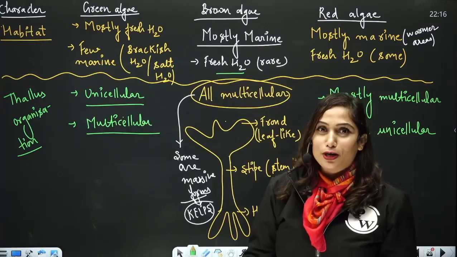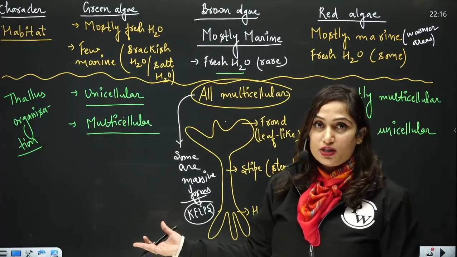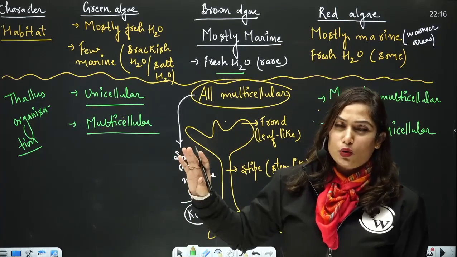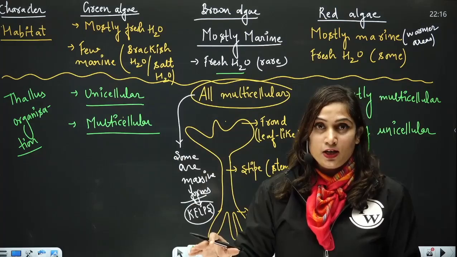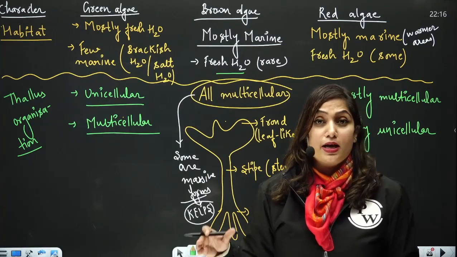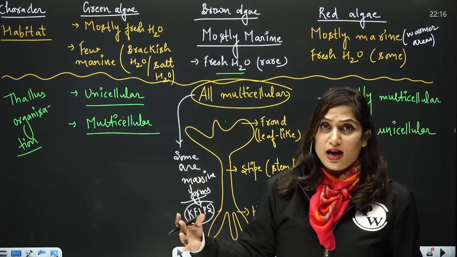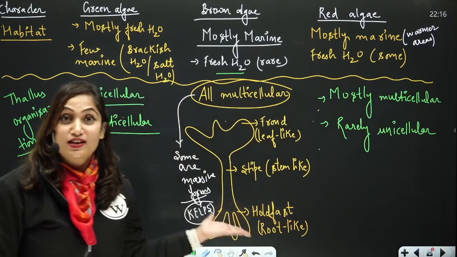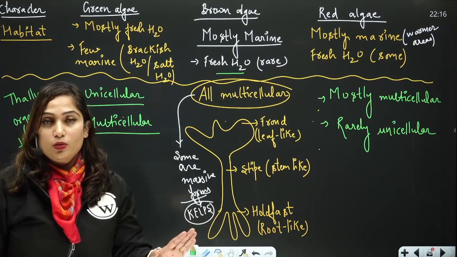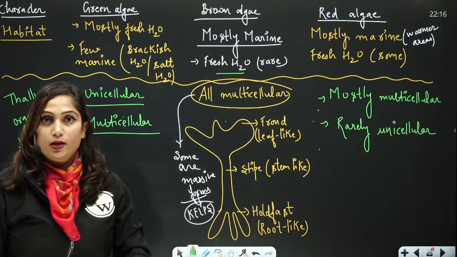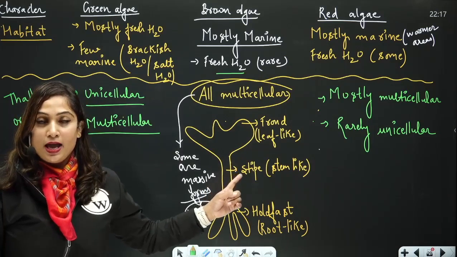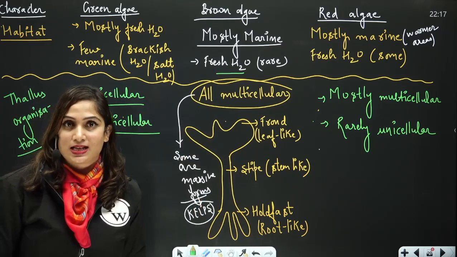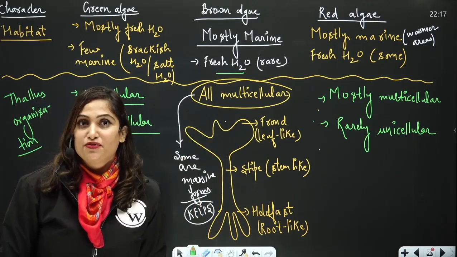That means how is their body organized? Green algae can be unicellular or multicellular. I have just told you. Chlamydomonas, Chlorella, Volvox, Hydrodictyon: many forms of green algae are unicellular and many forms are multicellular as well. Cladophora, Ulothrix, Spirogyra, Chara, right? So both forms are found in green algae. Brown algae, listen carefully. No brown algae is unicellular. All brown algae are multicellular. And some brown algae can grow up to 100 meters also, like Macrocystis. So they are also called kelps or sea forest, right?